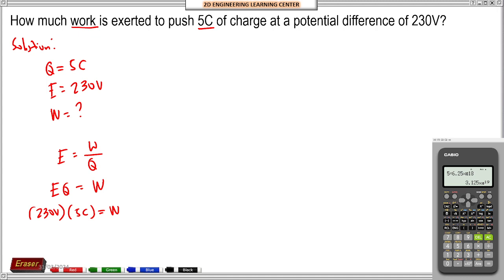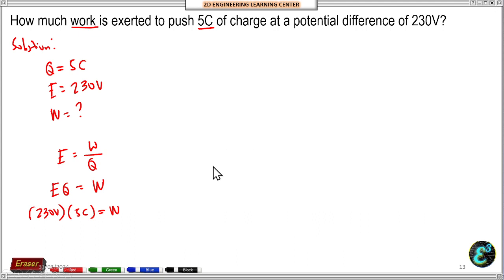Okay, so using your calculator, we have 230 volts times 5. The answer is 1150. So the unit for work is joule. Joule. Okay. So this is the correct answer.